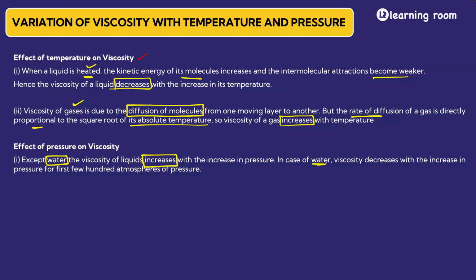Viscosity decreases with the increase in pressure for first few hundred atmospheres of pressure. So first thing is, if there is a liquid, when you're going to apply pressure on it, when you're going to increase the pressure, generally what will happen? Will that liquid get compressed or expand? So it is going to get compressed. When it is going to get compressed, what will happen to the relative distance between the layers? The relative distance between the layers decreases, then what will happen to the viscosity? It should increase. That's what is happening here.